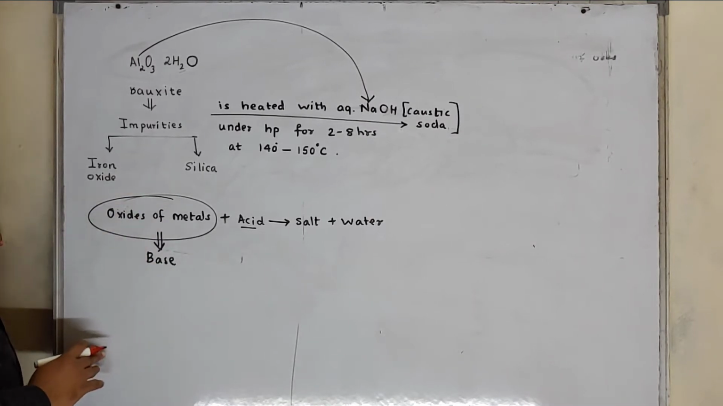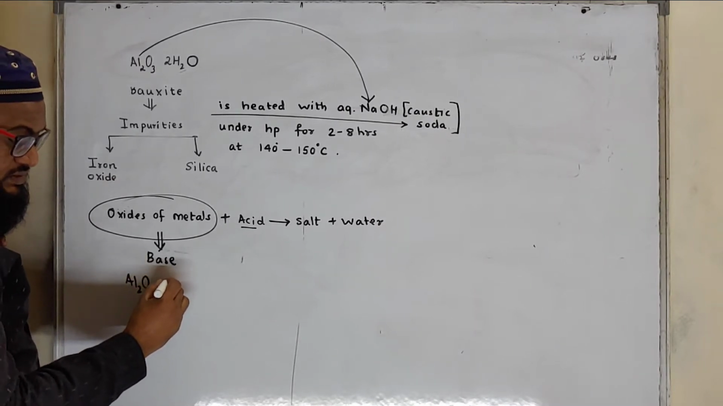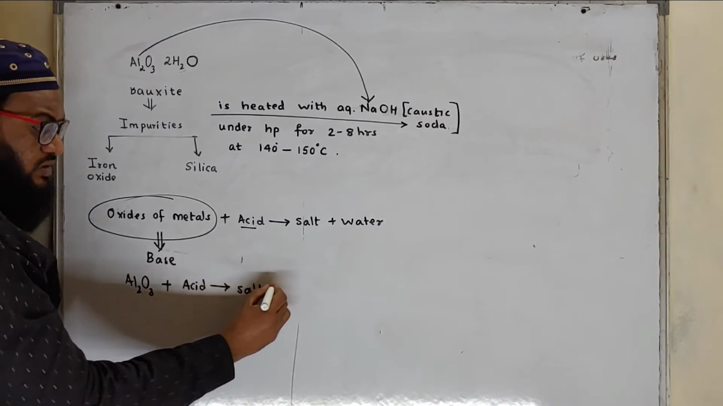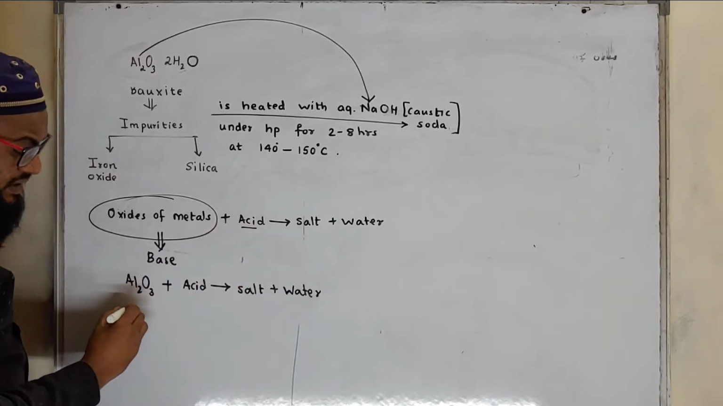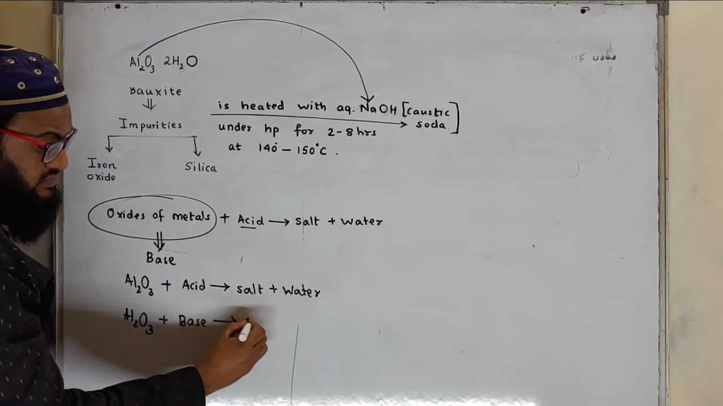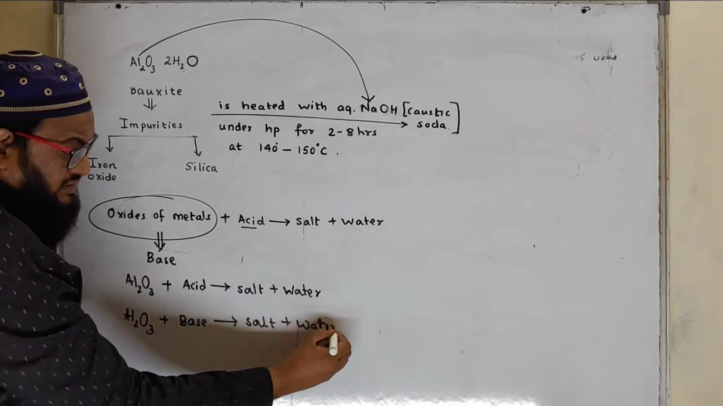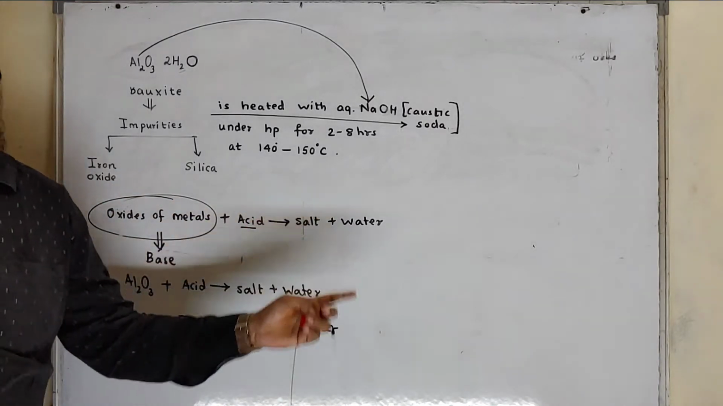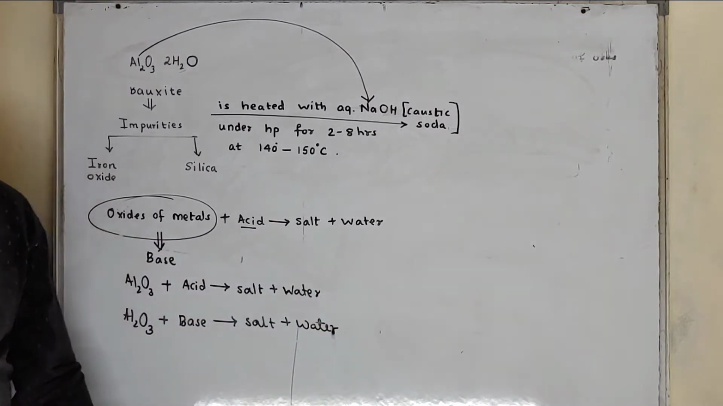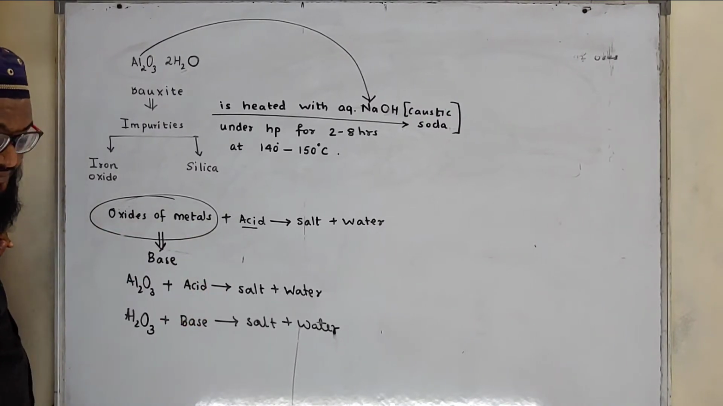But there are some oxides of metal, like aluminium oxide. Since it is an oxide of metal, it will definitely react with acid and form salt and water. But at the same time, aluminium oxide, Al2O3, also reacts with base and forms salt and water. What we have studied is that generally oxides of metals only react with acid to form salt and water. Aluminium oxide, being an oxide of metal, will definitely react with acid, but at the same time it also reacts with base to form salt and water.